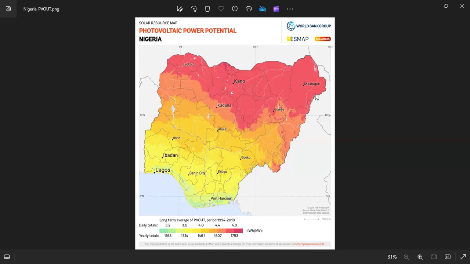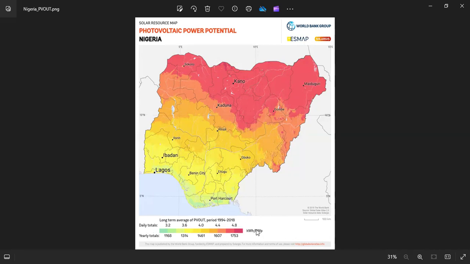If you look at Nigeria very well, you see that God, in his own infinite wisdom, decided to share this unevenly. But it does not restrict you from harnessing the sun. If you look down here, there is something that says daily totals. Let's look at these daily totals: kilowatt hour per kilowatt power.